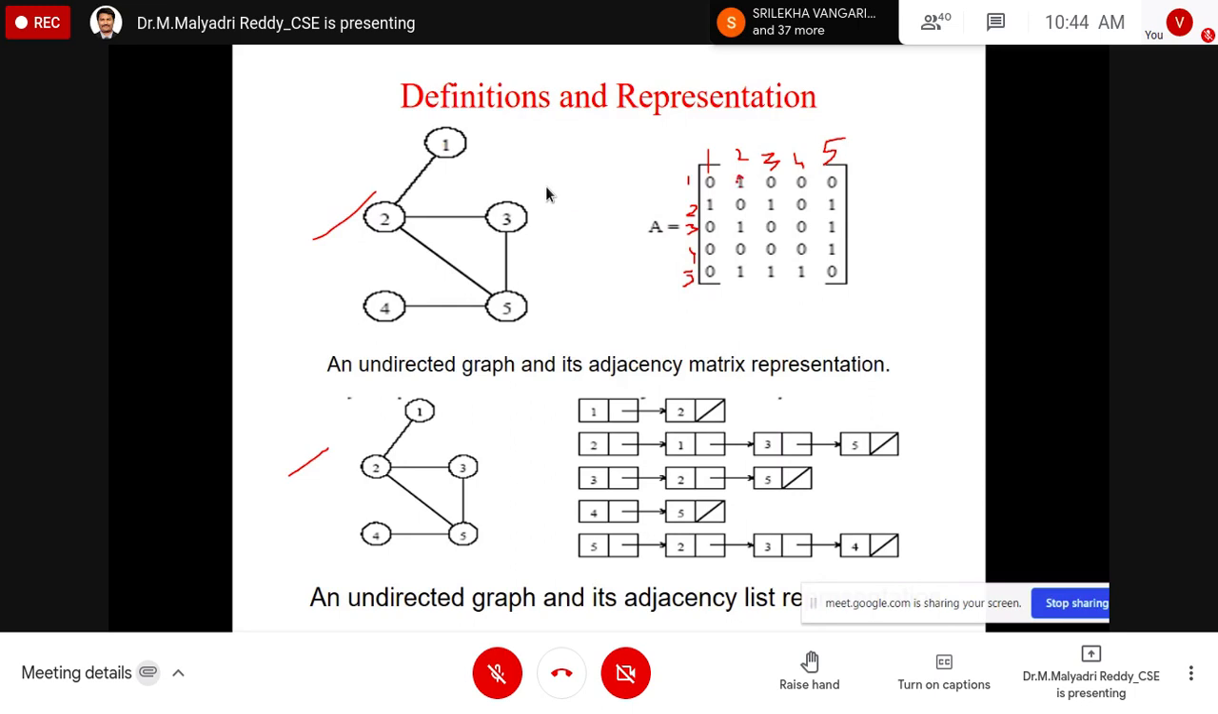Here the path exists from 1 to 2, and 2 to 1. Because it is an undirected graph, it will be symmetric. Similarly 2 to 3 and 3 to 2. By using adjacency matrix formats like that, we represent the corresponding graph.